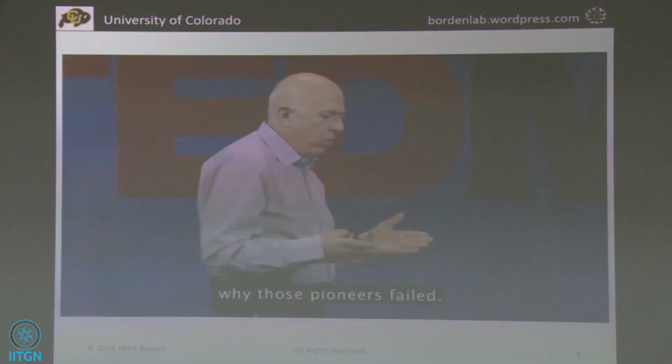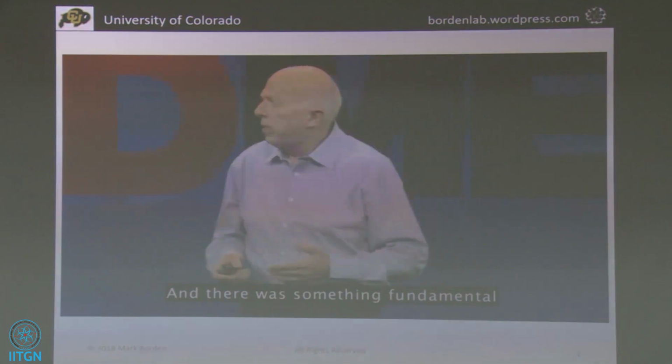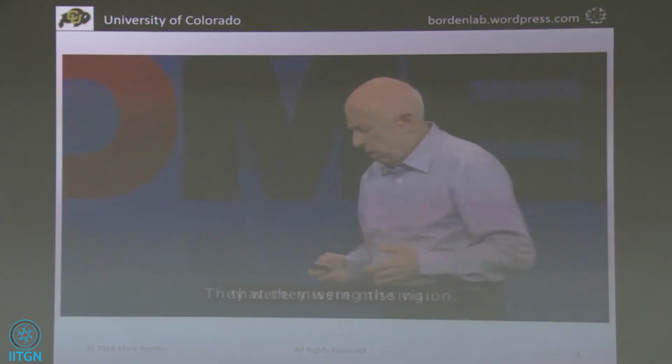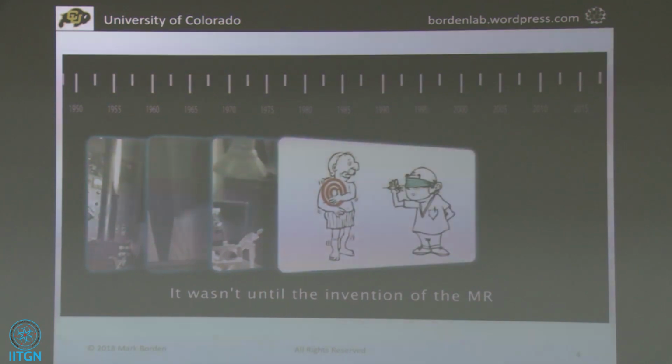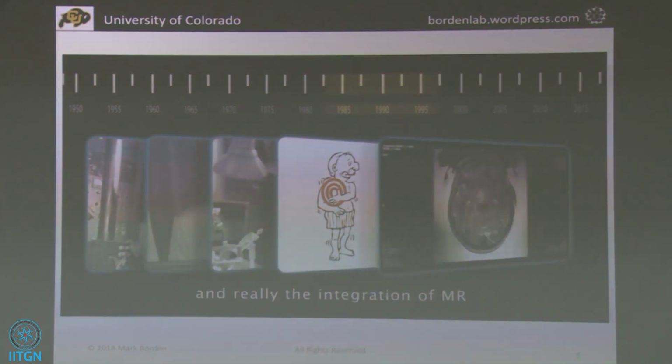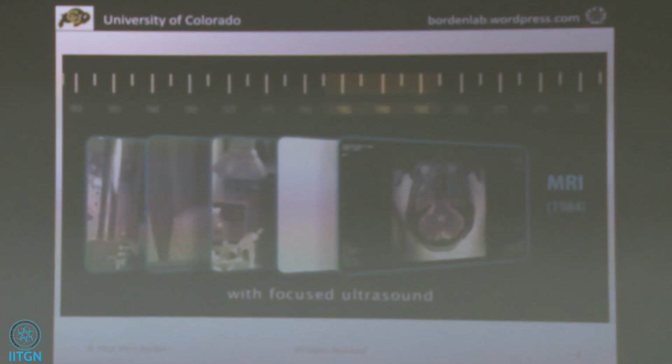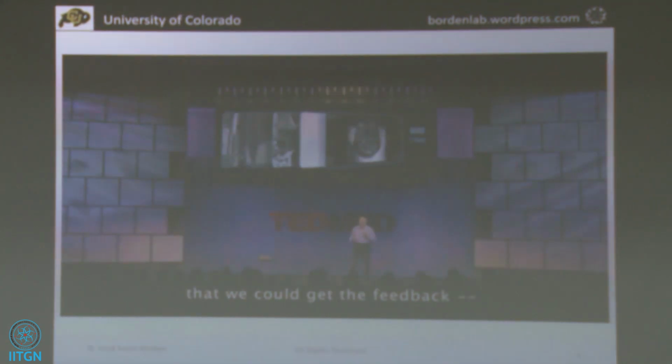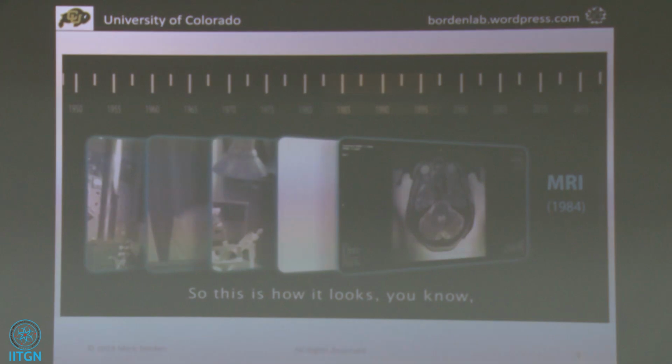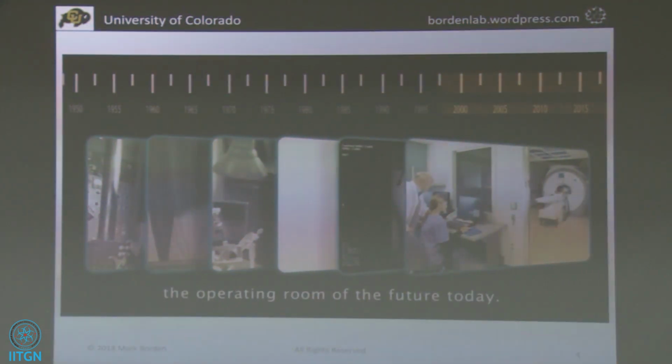why those pioneers failed. And there was something fundamental that they were missing. They were missing the vision. It wasn't until the invention of the MR and really the integration of MR with focused ultrasound that we could get a feedback, both the anatomical and the physiological, in order to have a completely non-invasive, closed-loop surgical procedure. Okay? So this is how it looks, the operating room of the future today. Okay? This is an MR with a focused ultrasound system. And I'll give several examples.